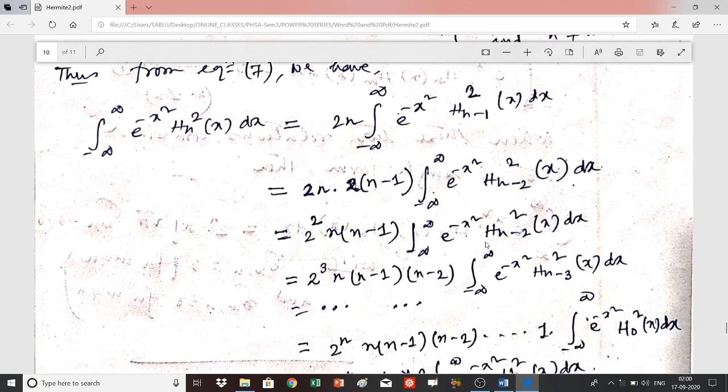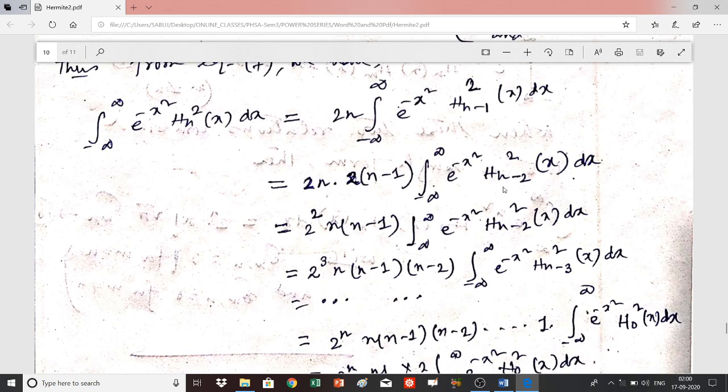Now come to the very next polynomial, that is n minus 3, one order less than this. So come here and write these two and these two. It will give you n square, then n minus 1. Just write this equation once again. So it will give you 2 square, then n into n minus 1, the integral from minus infinity to plus infinity of e to the minus x square Hn minus 2 square x dx.